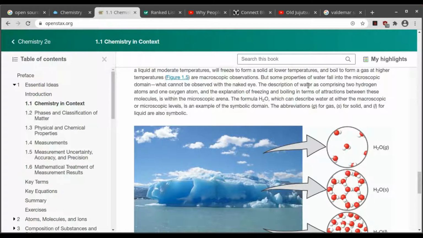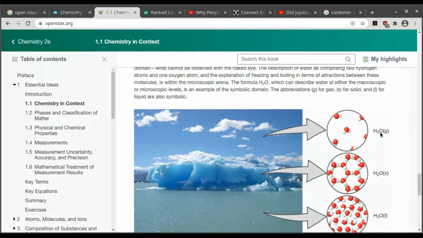And here you see pictures showing the two hydrogens and the oxygen. The formula H2O, which can describe water at either the macroscopic or microscopic levels, is an example of the symbolic domain. The abbreviations G for gas, S for solid, and L for liquid are also symbolic. So we see here H2O, two hydrogens, one oxygen, and G, it's a gas. Then here's some more dihydrogen monoxide, also known as H2O or water. S, it's a solid. And then dihydrogen monoxide. L, it's a liquid.